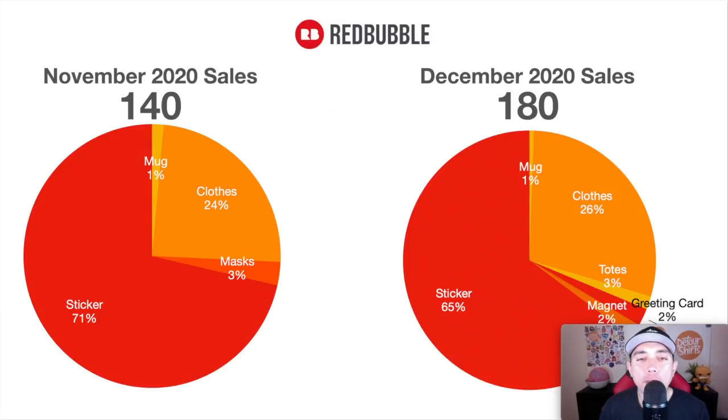So I made this graph here to show you the difference between December and November. In November, I sold 140 products, when in December I sold 180 products. Just a little more in December because of the Christmas sales. You can see here I sold a lot more clothes. 26% of those were clothes, whereas 24% in November were clothes. So people are buying a lot more clothes for Christmas gifts instead of stickers, which makes a lot of sense because people like to give clothes as Christmas gifts instead of stickers.